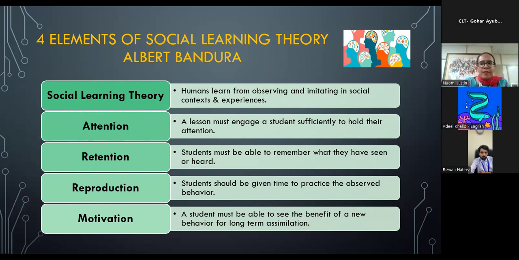They could paraphrase it, they could summarize it, but the student should be able to reproduce what has been taught to them in their previous classes. And for all of these things, I think motivation is the biggest factor.